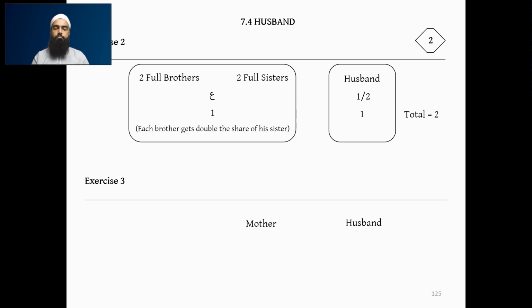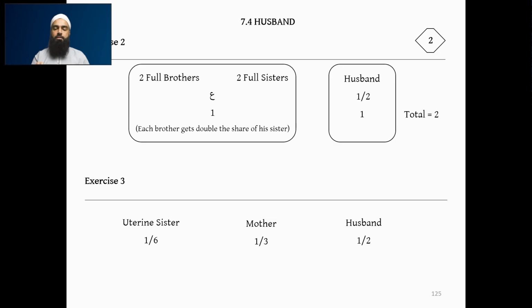Husband, mother, and uterine sister. To reveal the answer, husband receives a half. There's no children. Mother receives a third. There's nobody to give her less. The uterine sister is there, but she's only one of them. So that's why the mother will get 1/3. And the uterine sister, she'll get 1/6.